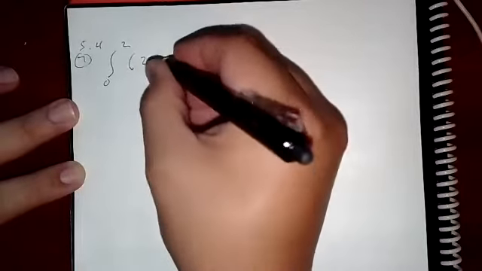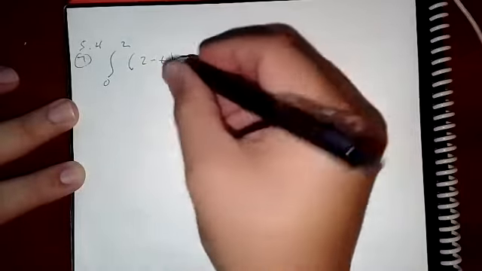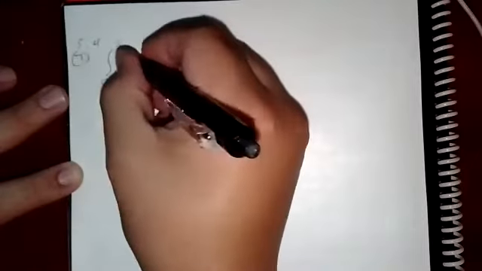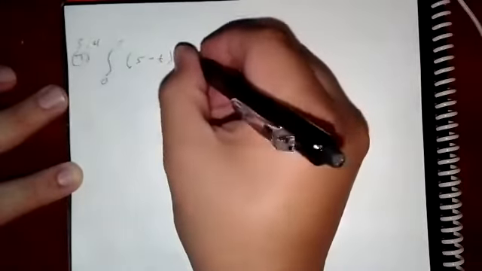Integral of 2 minus t times, what was your number? I can use your number if you want. Sure, it's going to be 0 to 5, and then it's going to be 5 minus t times the square root of t. I like that, right?